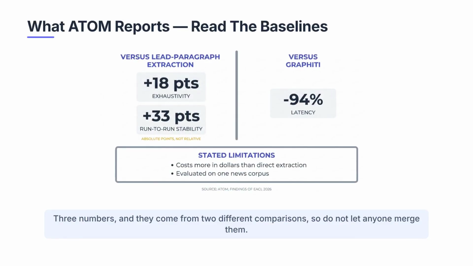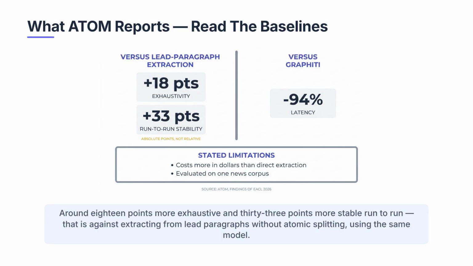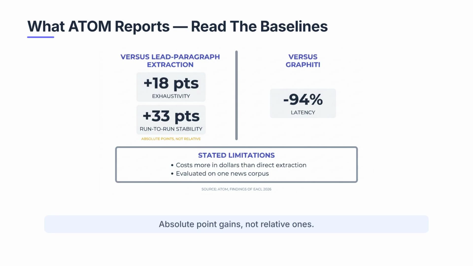3 numbers, and they come from 2 different comparisons, so do not let anyone merge them. Around 18 points more exhaustive and 33 points more stable run-to-run. That is against extracting from lead paragraphs without atomic splitting, using the same model. Absolute point gains, not relative ones. The latency cut is a separate comparison entirely, 94% against graffiti. And their own honesty. It costs more in dollars, and it was tested on 1 news corpus.